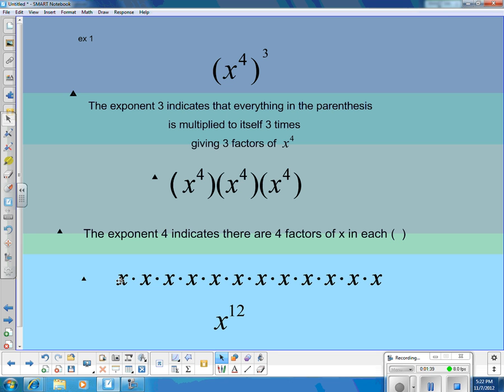When that's expanded, we end up having 4 factors of x, 1, 2, 3, 4, multiplied to another 4 factors of x, multiplied to another 4 factors of x. This gives us a total of 12 factors of x multiplied to itself.